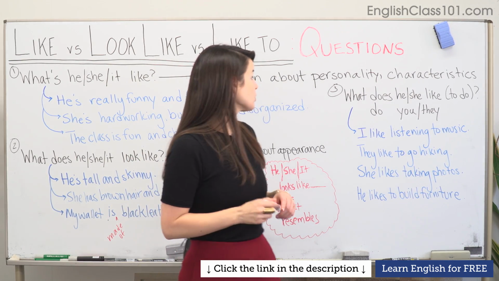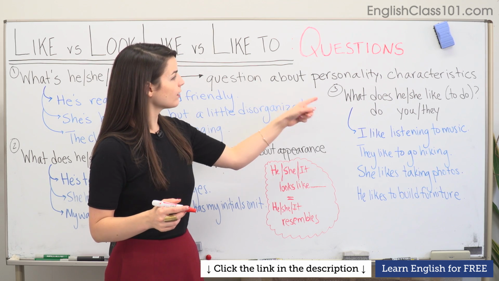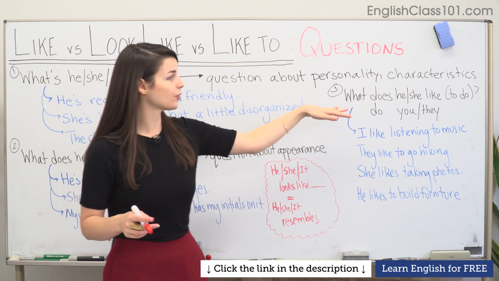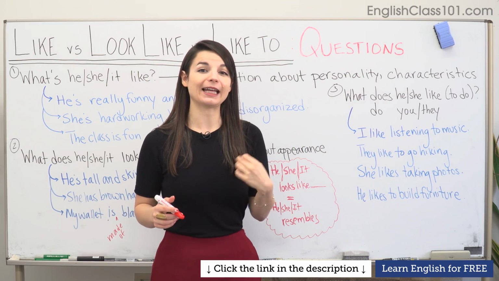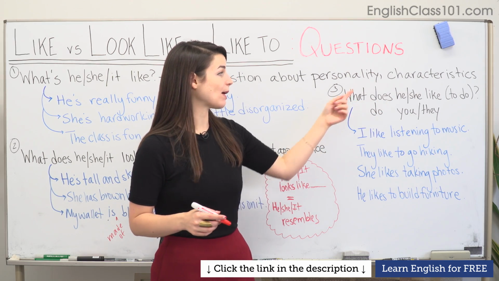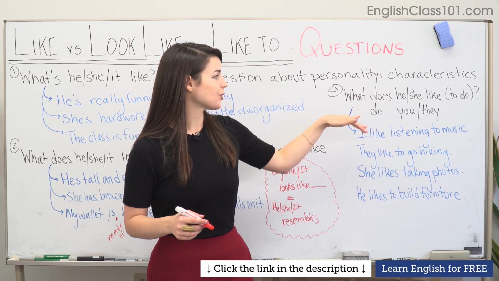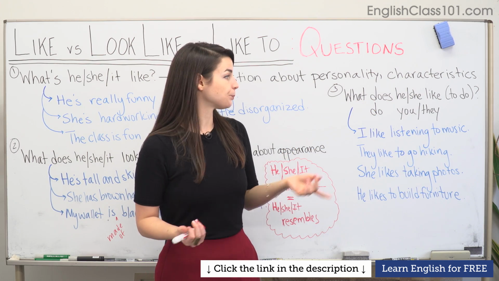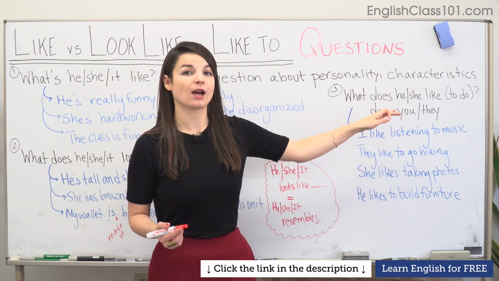Okay, let's go to point 3 for today. Question 3 uses like to, as in the question, what does he or she like to do? This is a question about hobbies. Of course, we can change it to what do you like to do, what do they like to do as well. But this is a question about hobbies.